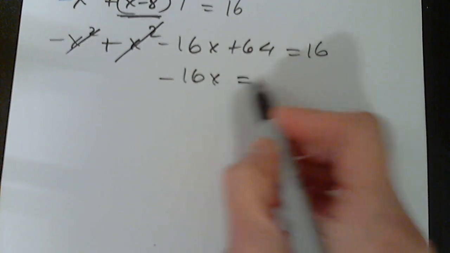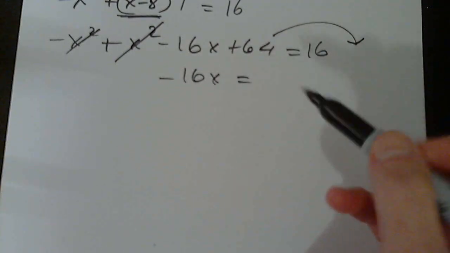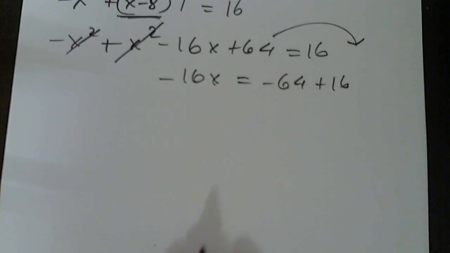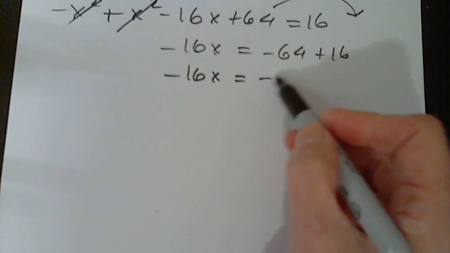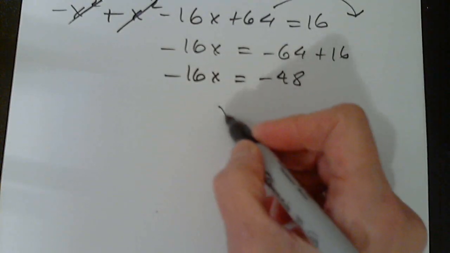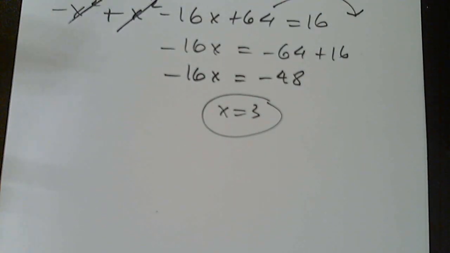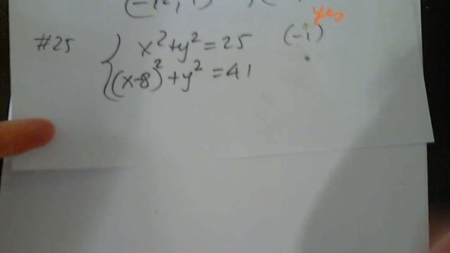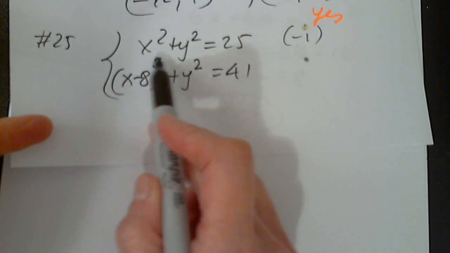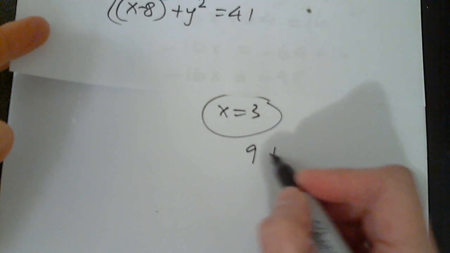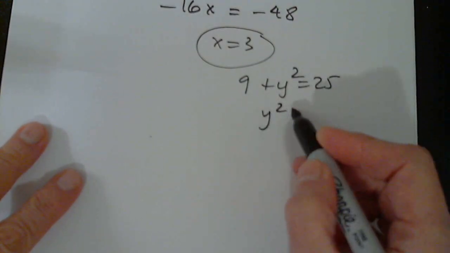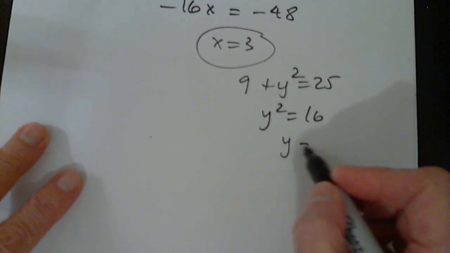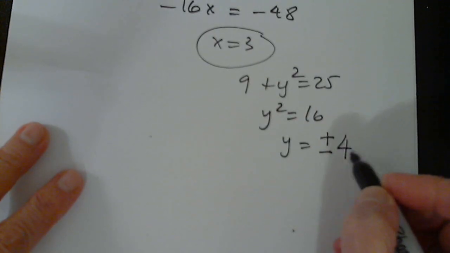So negative 16x equals negative 64 plus 16. So negative 16x, how much is this? Negative 48, is it? And then we divide, x equals 3. So we got that x equals 3. I have to plug it in and find y. So 9 plus y squared equals 25, or y squared equals 16, or y is plus or minus 4.